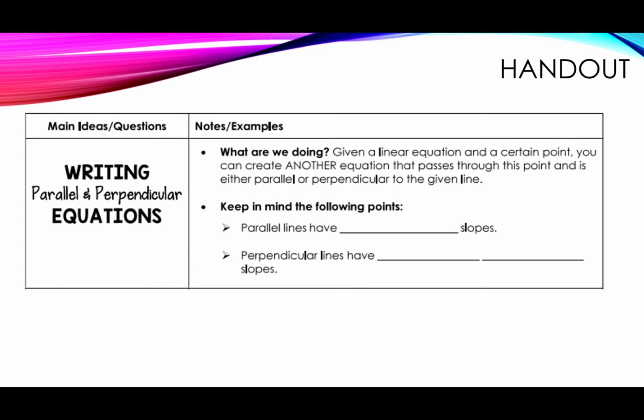Okay, so last time we figured out which lines were parallel or perpendicular based off their slope. Today, our objective is to be able to write parallel and perpendicular lines to a certain other line through a certain point. So, what are we doing? Well, given a linear equation and a certain point, you can create another equation that passes through this point and is either parallel or perpendicular to the given line. So basically what I just said.